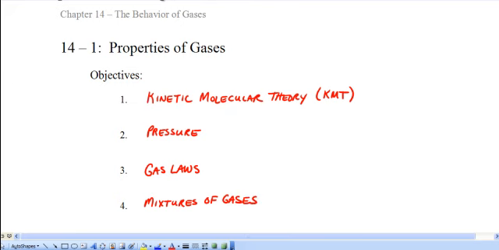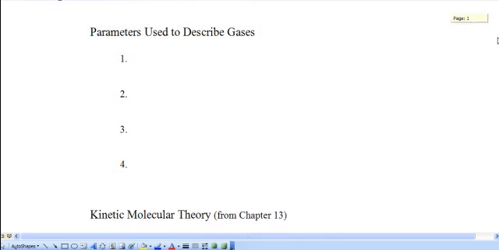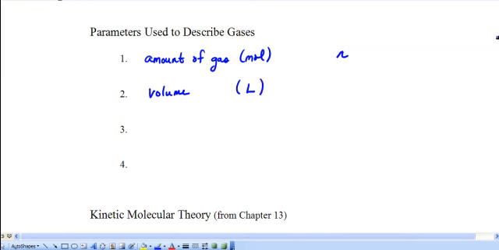Okay. Now as we go through this chapter, we're going to be working with 4 different parameters that describe a gas. We need to know the amount of gas that we have, and that will be listed in moles. It's also given the abbreviation N. We need to know the volume of a gas. Typically, we're going to be measuring things in liters or changing them over to liters. We give that abbreviation V for volume.